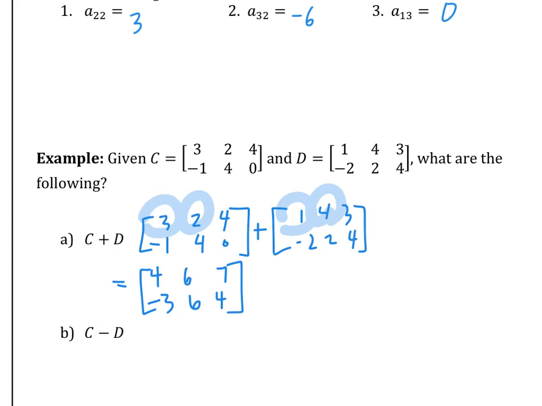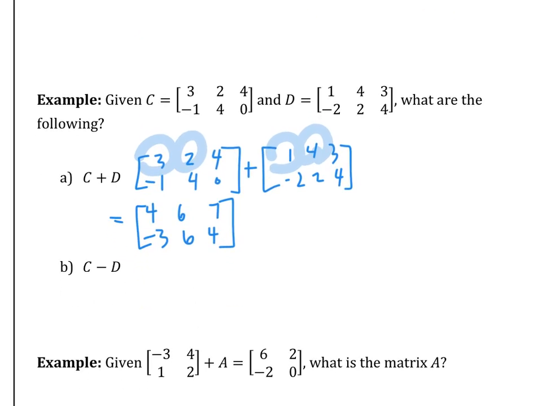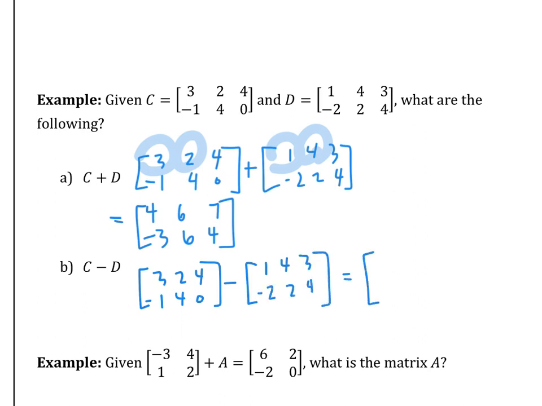Okay, so C plus D looks like this. C minus D is the same, so 3, 2, 4, negative 1, 4, 0 minus 1, 4, 3, negative 2, 2, 4. Okay, so just be careful on subtracting. Okay, 2, negative 2, 1. This is going to be 1, 2, negative 4.